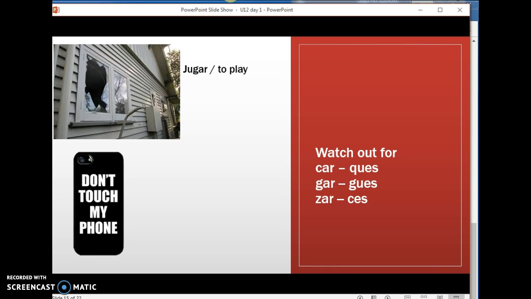Let's look at this one. Jugar's to play. The yo form's juego, has a spelling change on top of being a car, gar, zar verb. So we have juego. We drop the O and we add G-U-E-S. Otherwise, it would be juegues, and we would lose the G from jugar. So it becomes no juegues fútbol en la casa. Don't play soccer in the house.